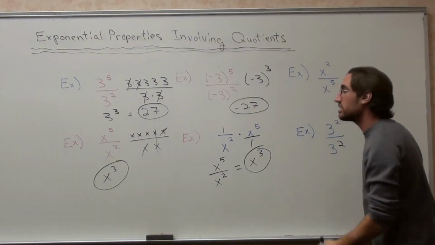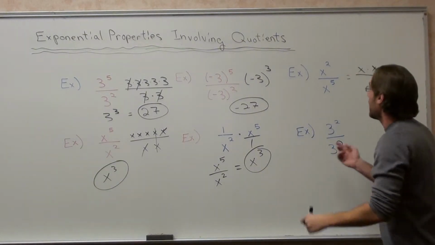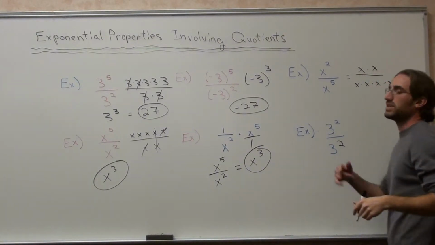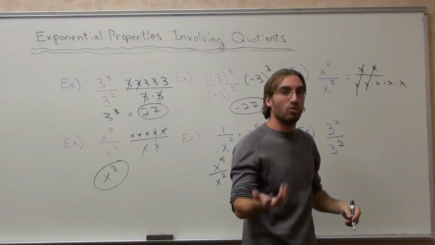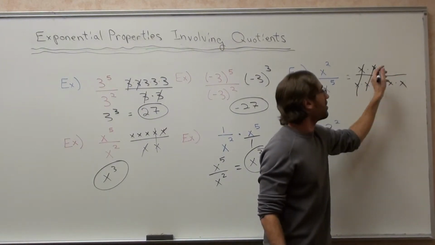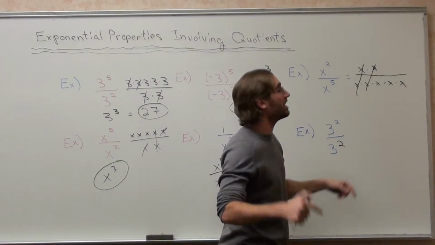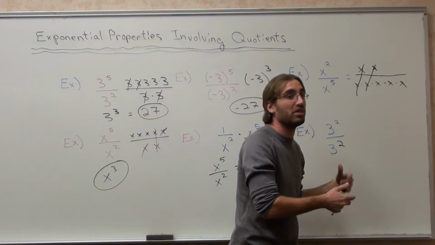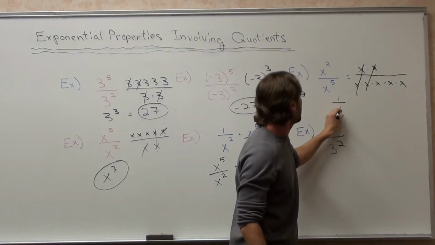X to the 2nd is x times x. X to the 5th is x times x times x times x times x. These divide out. Now they don't cancel, they become a 1. So what I have is I have a 1 here. Since there's nothing in my numerator, I have to put a 1 as a placeholder. And students say, well, why do I have to put a 1? It wasn't there. Actually it is, because x divided by x is 1. There still is a 1 that exists there. And the answer is 1 over x to the 3rd.